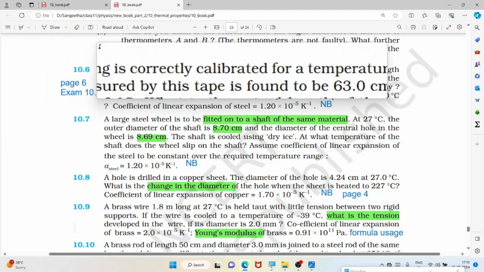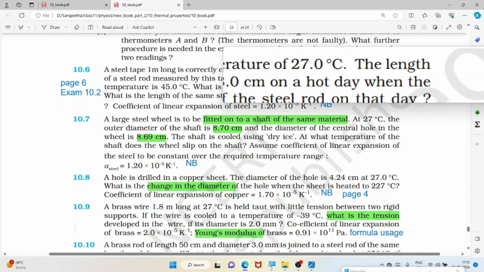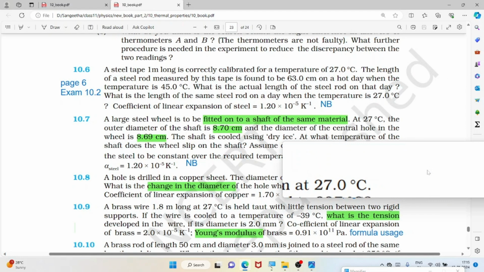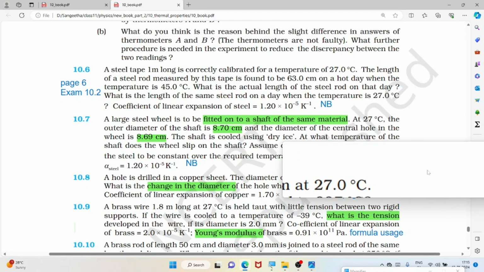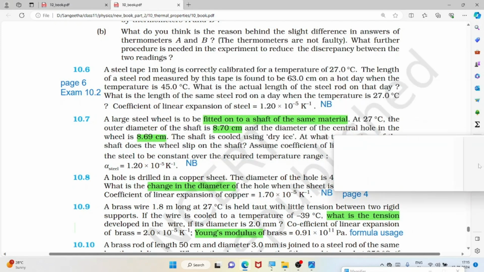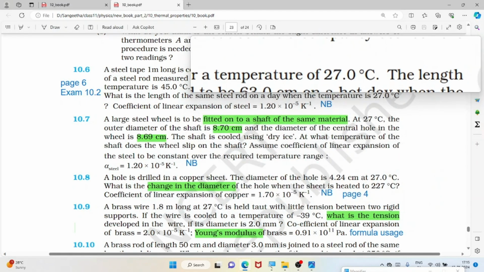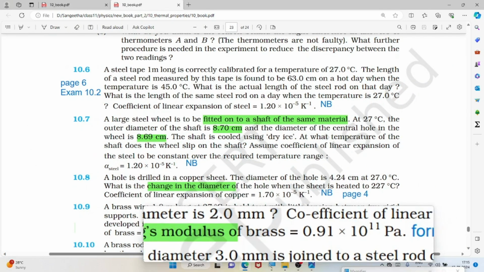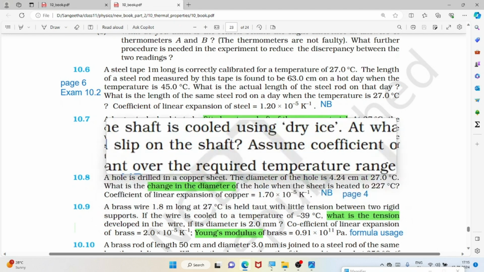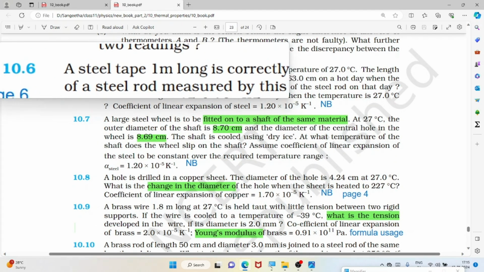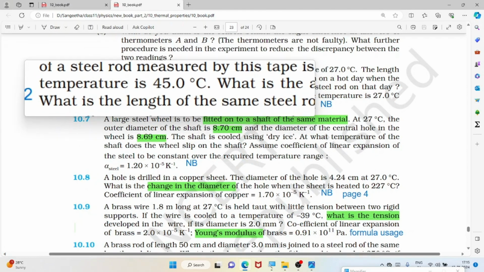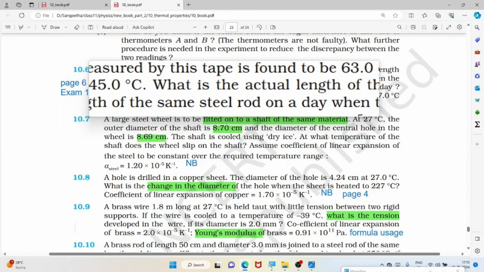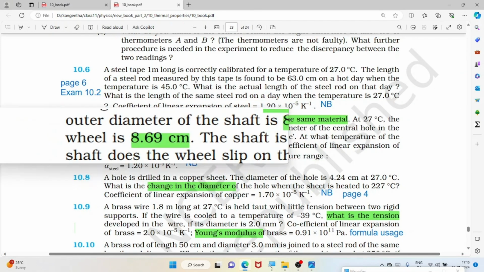A steel tape 1 meter long is correctly calibrated at 27 degrees Celsius. The calibration is done at 27 degrees Celsius. The length of a steel rod measured by this tape is found to be 63 centimeters on a hot day. The calibration is done at 27 degrees, but the measurement is done at 45 degrees Celsius. So there will be a change in the length of this tape. It will not be 1 meter because with the temperature rise the length will expand. What is the actual length of the steel rod on that day?